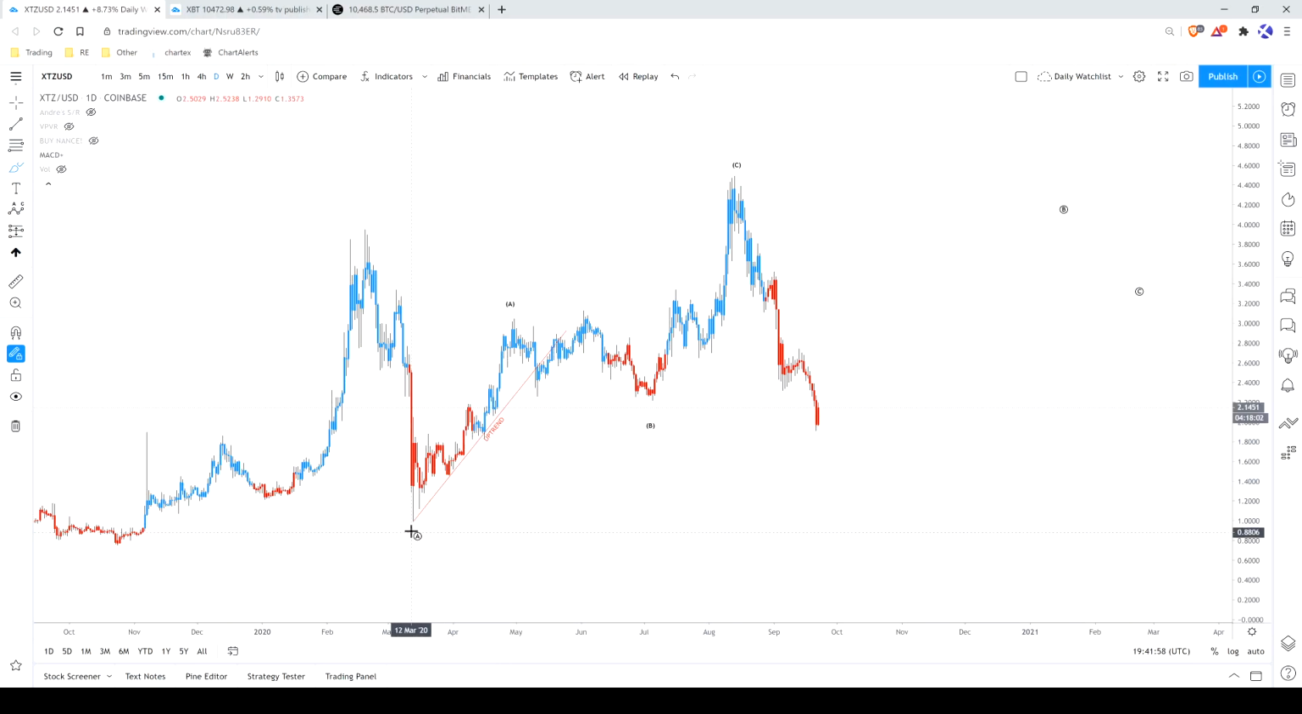But it's pretty typical when the move is this shallow that it would be an A, B, C of a larger flat. W, X, Y, however you want to count it, because this looks like three waves, A, B, C, which would mean that this would be a Y rather than a C. I don't care. I'm simply looking for three waves of correction.